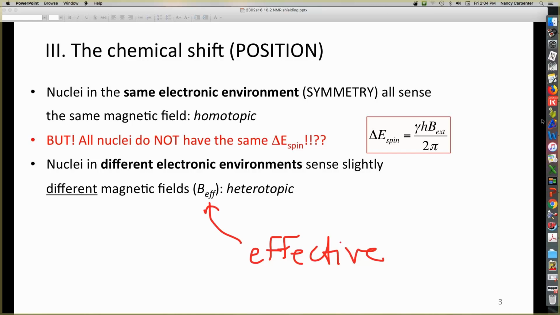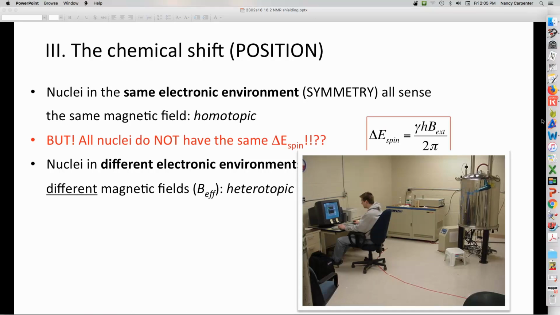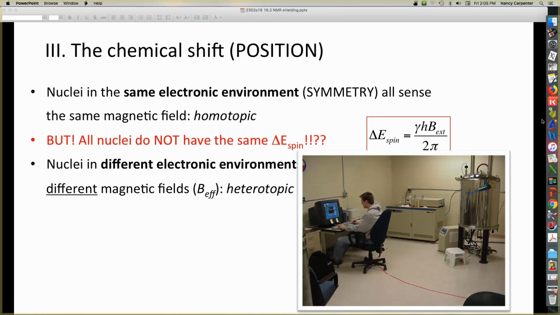In any case, since different kinds of nuclei actually sense different magnetic fields depending upon their environment, those are called heterotopic, and those will show up in different places in the NMR spectrum. So here's a picture of the NMR we have here at UMM in the basement, and there is the big honking magnet, and what I want to point out is that that's a constant.